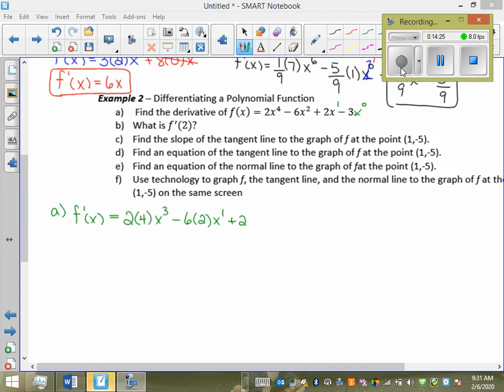Do I need to show all that work where the rest go away? No, I just need to remember that if it's x to the 1, it's just going to be this number. If it's just a constant, it goes away. So I'm going to end up with 8x cubed minus 12x plus 2. So there's my first derivative.